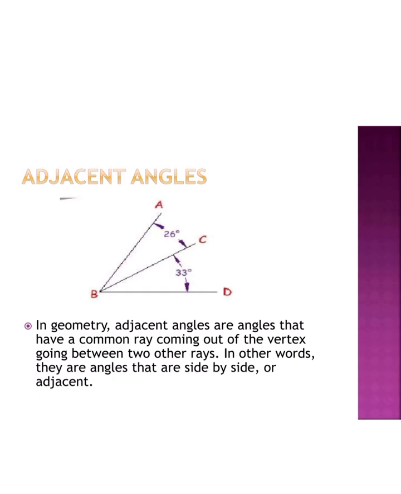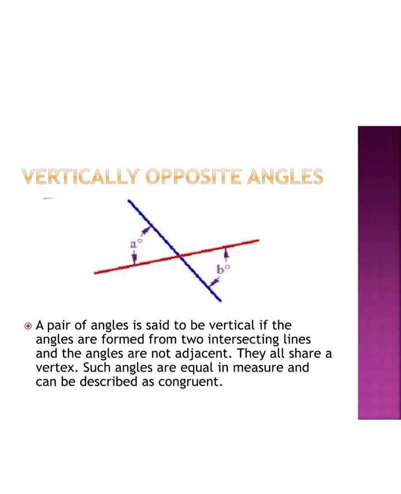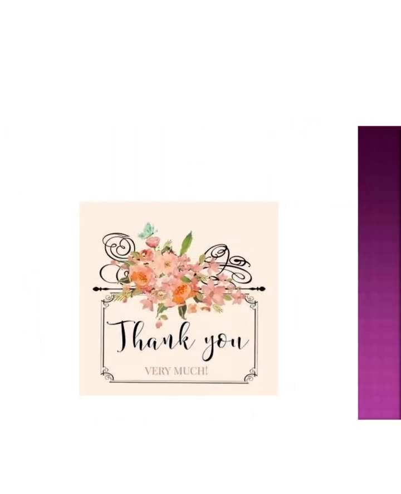Adjacent angle. In geometry, adjacent angles are angles that have a common ray coming out of the vertex going between the two other rays. In other words, they are angles that are side by side, or adjacent. Linear pair of angles: a pair of adjacent angles formed by intersecting lines. Linear pair of angles are supplementary. Then we have the vertically opposite angles, which are vertically opposite to each other.